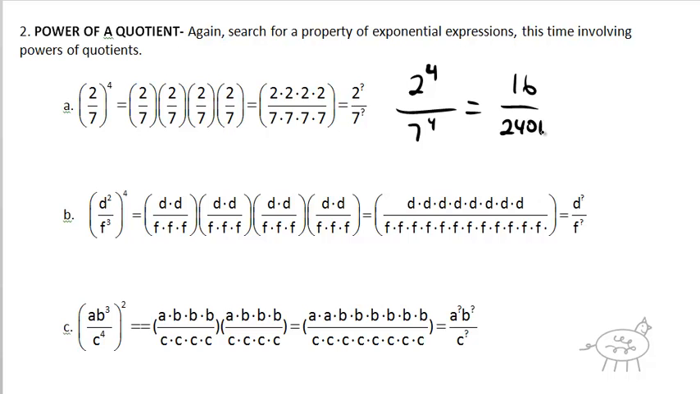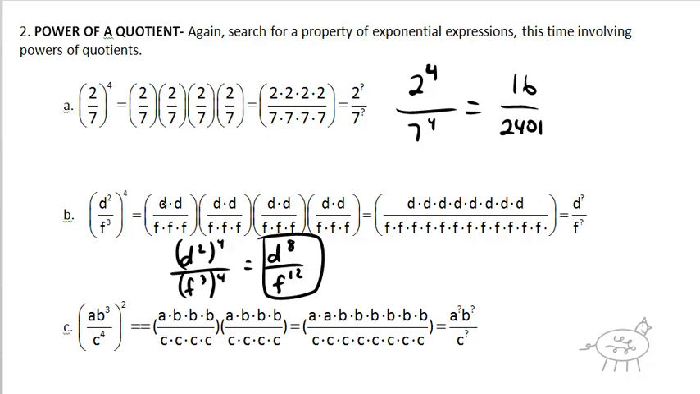Just like we did before, when you have an exponent like that, d squared to the 4th power, this is a lot of stuff here. So I'm just going to say this is d squared to the fourth power over f cubed to the fourth power. That gives you d to the, remember you multiply, d to the eighth over f, and 3 times 4 is 12, and that's the answer.